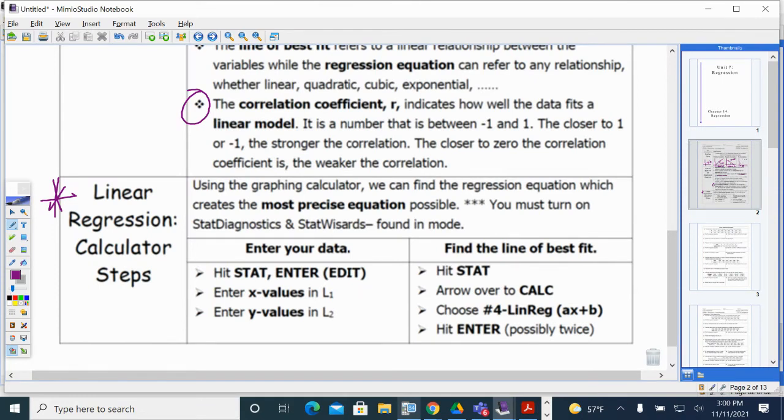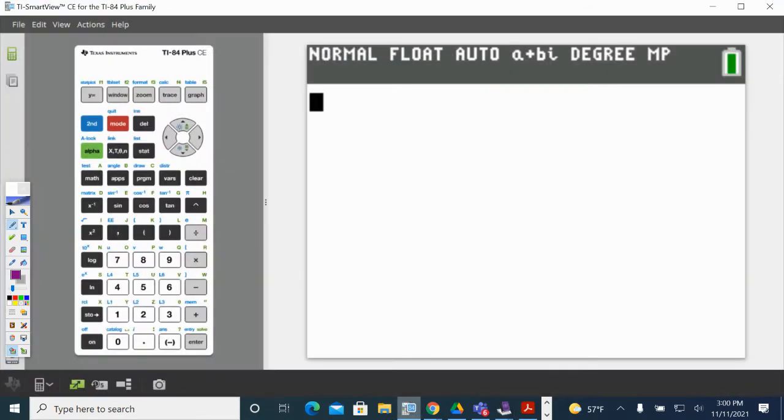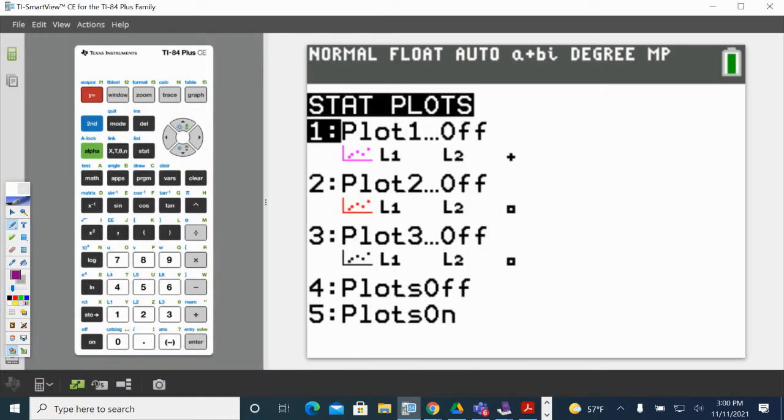So there's a set of instructions for entering your data, and then there's a set of instructions for finding your line of best fit. I do want to show you one more thing before I get started. If you go to second y equal, you may want to write this down. Second y equal gives us options for statistical plots.